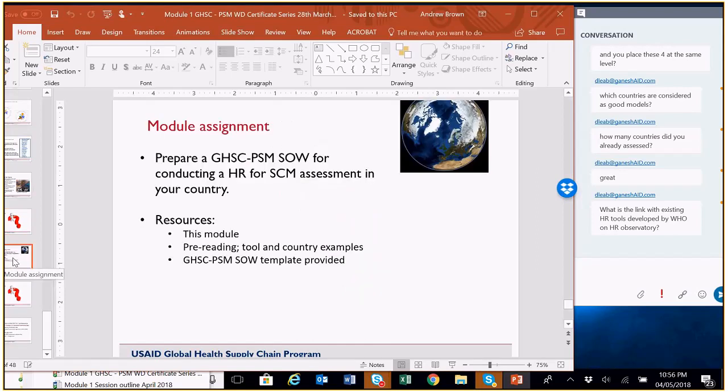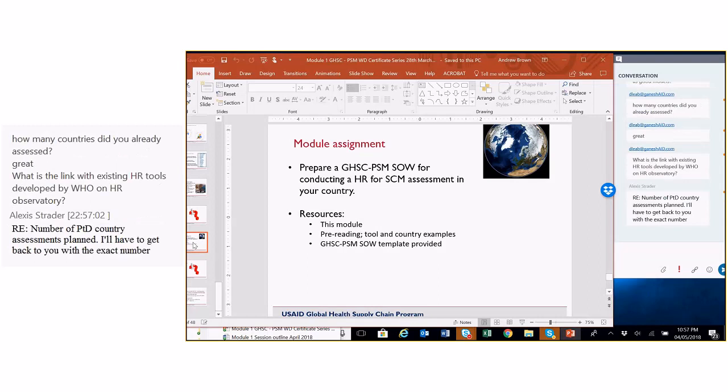So what I'd like to do is just to explain what the assessment is for this particular module for those of you who are wanting to submit assessments. The particular project that I'd like you to do is I want you to prepare a scope of work for conducting a human resources for supply chain management assessment in your country, or if you're not working in a particular country, you can choose a country with some information that you can get hold of.